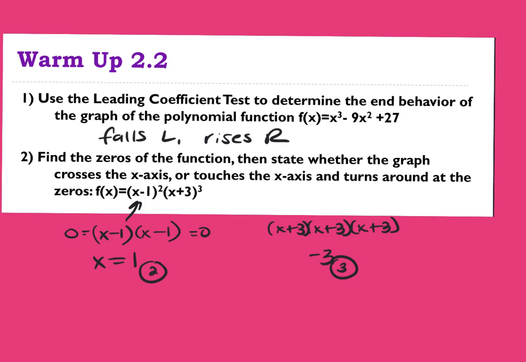Like you'll literally do this on your quiz. You'll go x equals 1, and then you'll give me the little 2 and you circle it. Comma, negative 3, and you'll give me the little 3 and you'll circle it, okay?